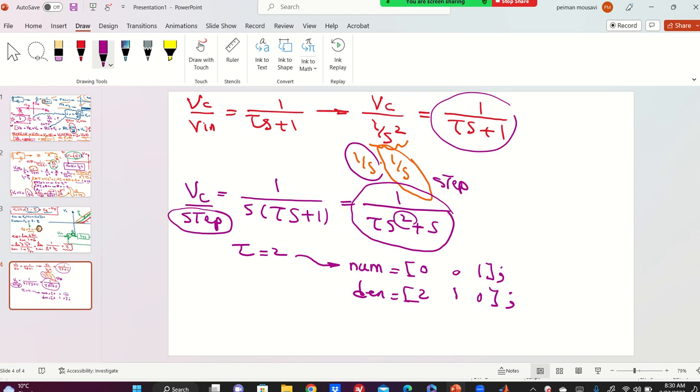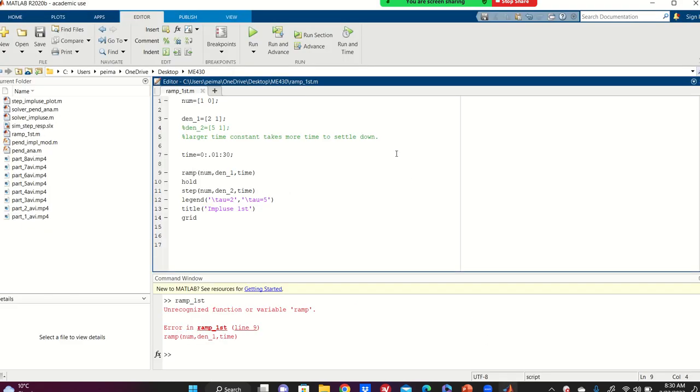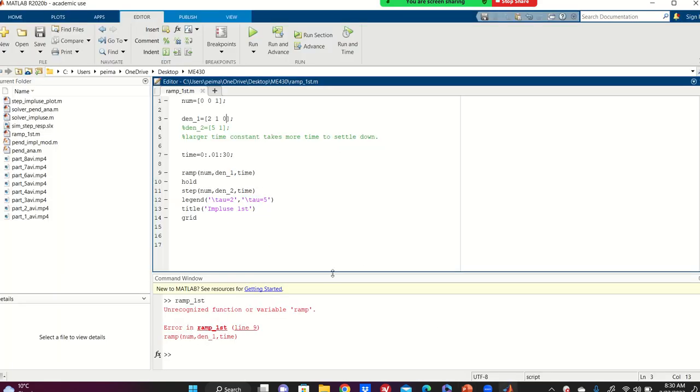Clear, everybody? Numerator, denominator here? Yes. Good. So now I'm moving exactly this to the MATLAB code. I'm going to share it with you. Here your num is going to be 0, 0, and 1. Your den is going to be 2, 1, and 0, exactly as I told you here. So if I plot this, now I'm going to put this step again.